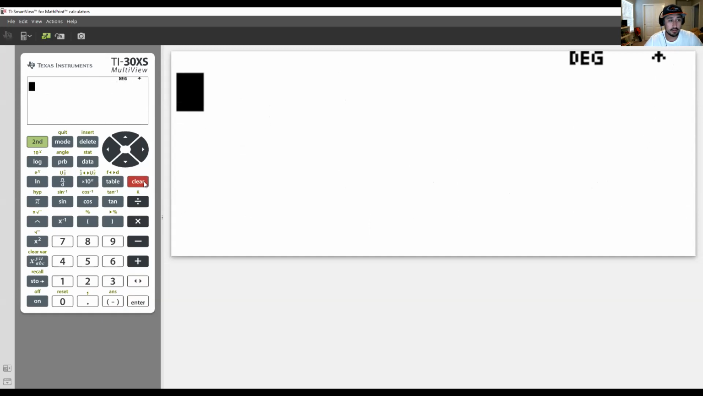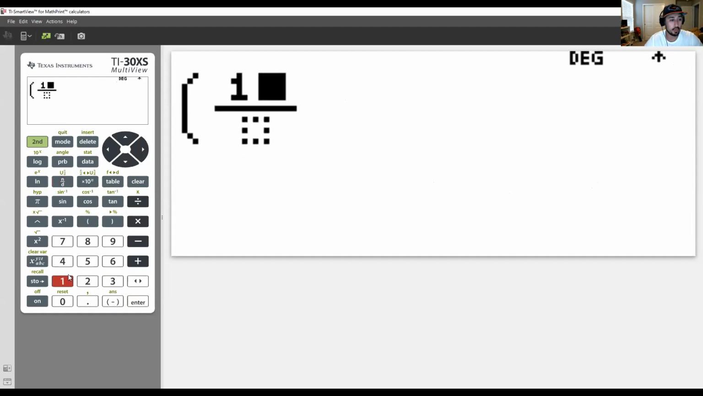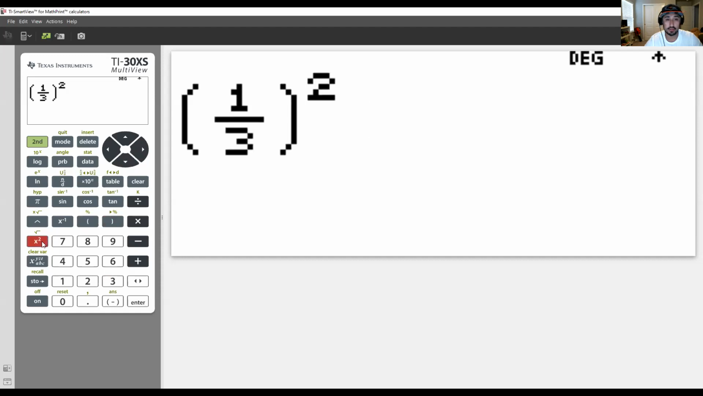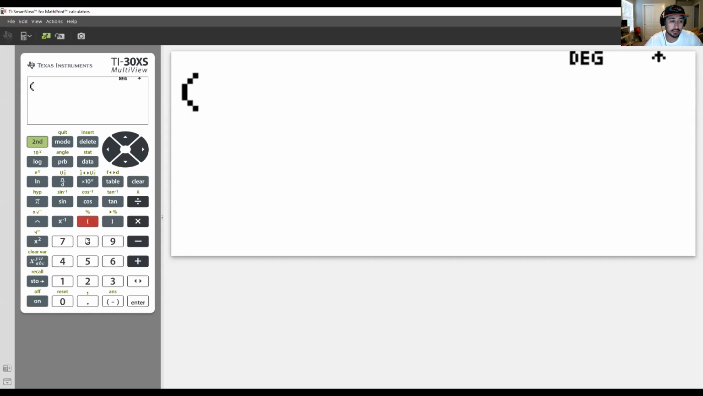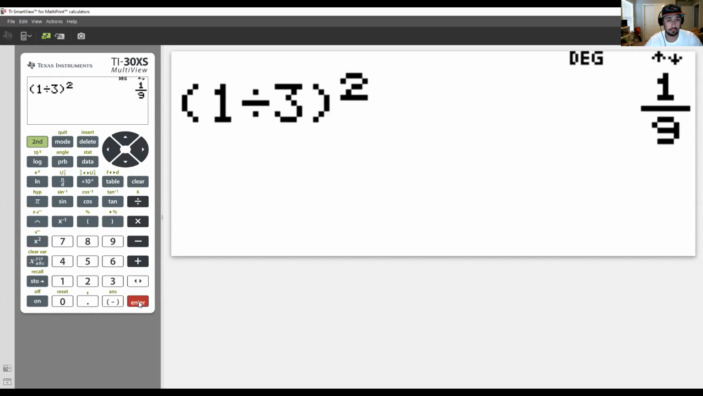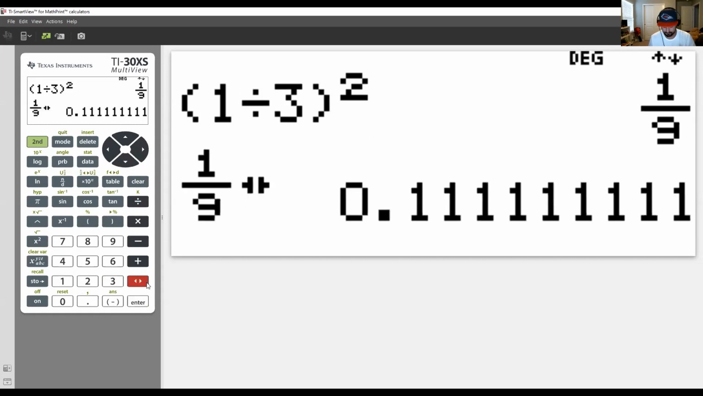All right. Next one is 1/3 squared: parentheses, fraction button, 1/3, close parentheses, square it. Hit enter. Again, you get 1/9, or 0.11 repeating. Okay, let's say you don't have a fraction button. Then parentheses, 1/3, squared. There you go, 1/9, or 0.11111111.